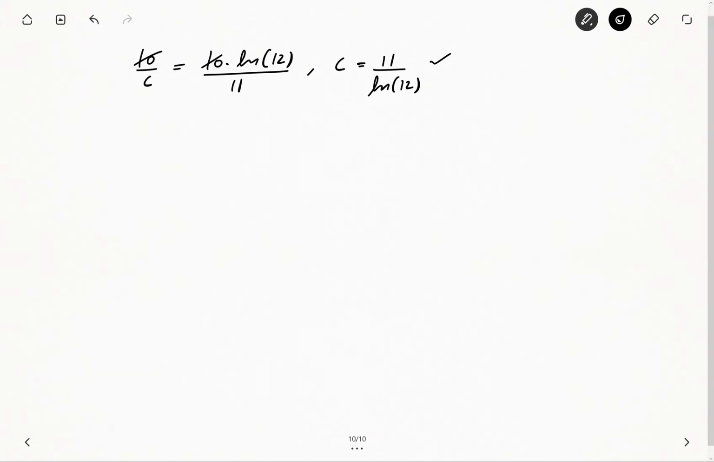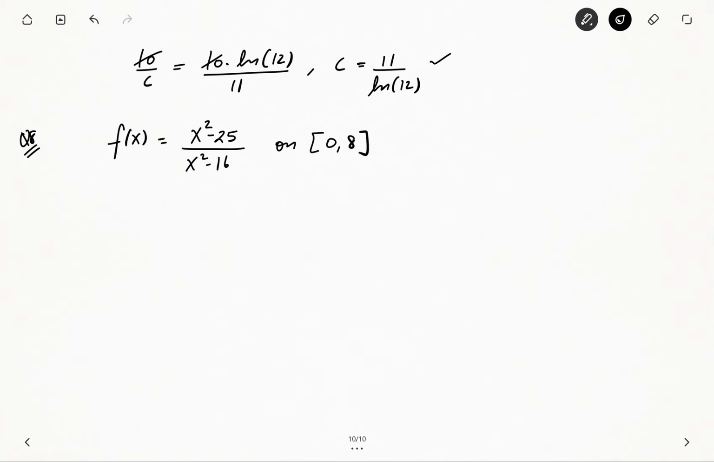Okay, now we're going to jump to problem 8 because it's a similar approach here as well. The function that they gave us, f of x, is x squared minus 25 divided by x squared minus 16 on the interval 0 to 8. So given the information, we have to still figure out the values of c such that the mean value theorem will guarantee that. We're still looking for the same agenda. We want our derivative at the point c to be equal to the slope of the secant line, f of b minus f of a over b minus a.